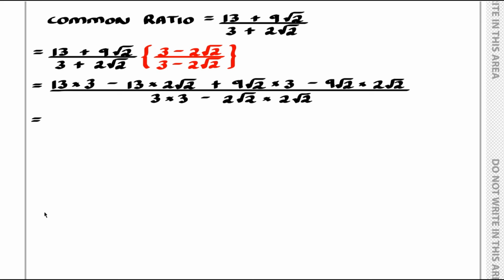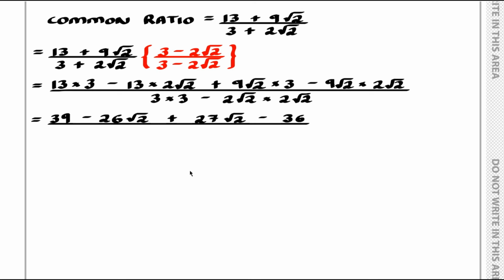So let's simplify this as much as we can. 13 times 3 is 39. Then we subtract from this 13 times 2 root 2, which is 26 root 2. We add on to this 9 root 2 multiplied by 3, which is 27 root 2. And then we subtract from this 9 root 2 multiplied by 2 root 2. So we've got 18 multiplied by 2, which is 36. And for the denominator, 3 multiplied by 3 is 9. We subtract from this 2 root 2 times 2 root 2. Well, I've got 4 multiplied by 2, which is 8.